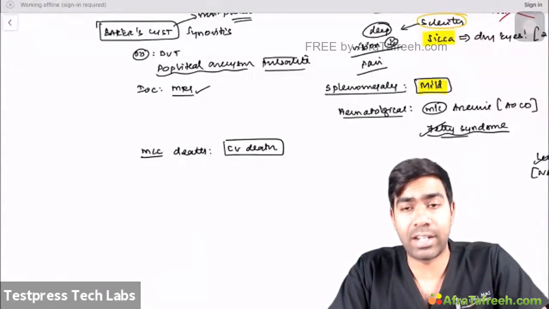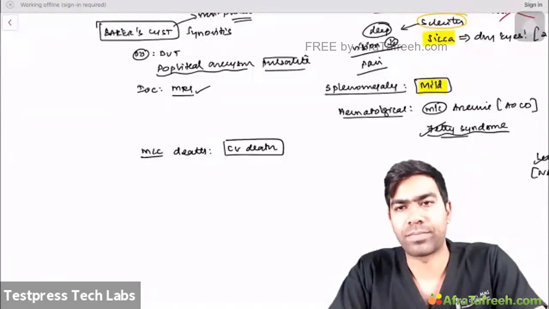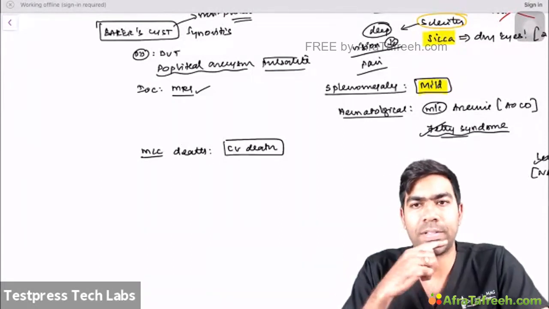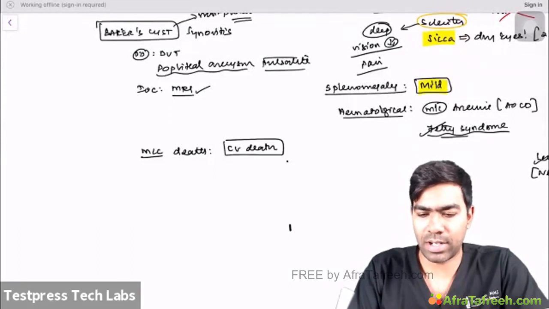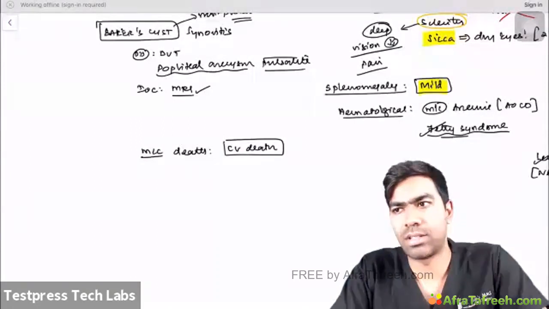There will be acceleration of atherosclerotic disease. And most often, they're going to die of cardiovascular death only. Clear? And SLE also the same. SLE also, it's cardiovascular death. Except scleroderma. The only CTD that produces respiratory death is scleroderma.